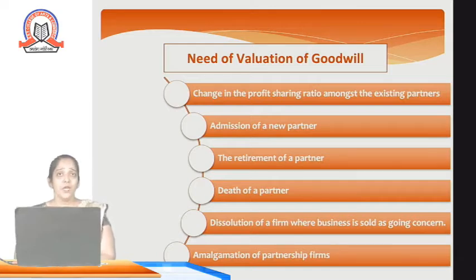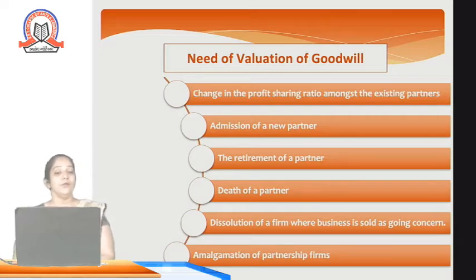So if the situation comes, if we have the admission of a partner, or retirement, if someone is retiring from the partnership firm, or even in case of the death of a partner, it is required to give the amount of the goodwill with respect to that particular partner to their nominees. So that is why it is important to value the goodwill amount.